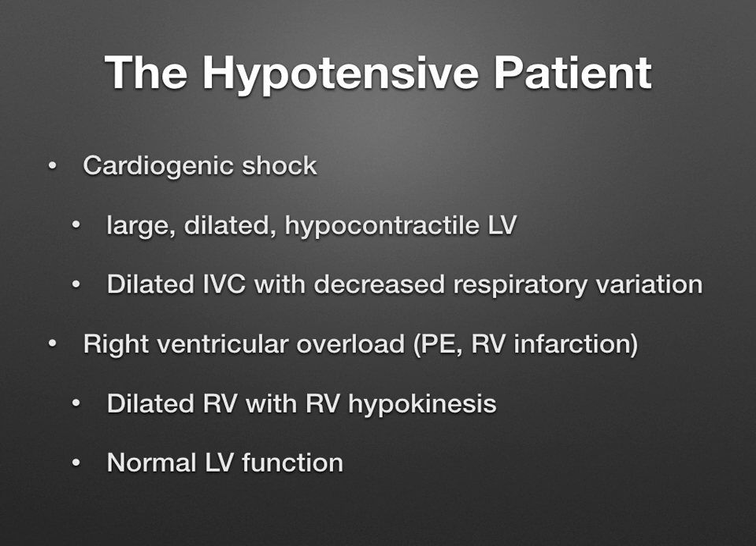We also can do echoes in patients who have cardiogenic shock, in which case we'd see a large dilated hypocontractile left ventricle, a dilated IVC with decreased respiratory variation, or in patients with right ventricular overload, as if from a massive PE or an RV infarction, we can see a dilated RV and RV hypokinesis with normal LV function.